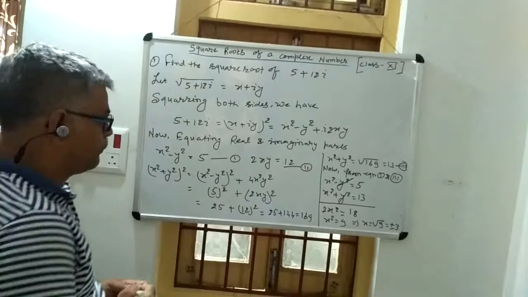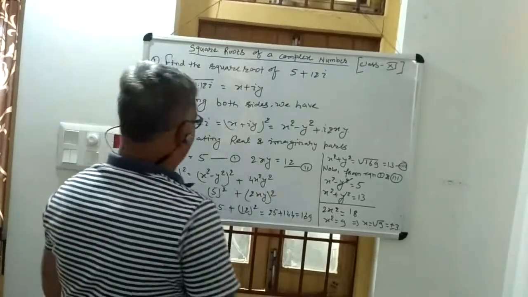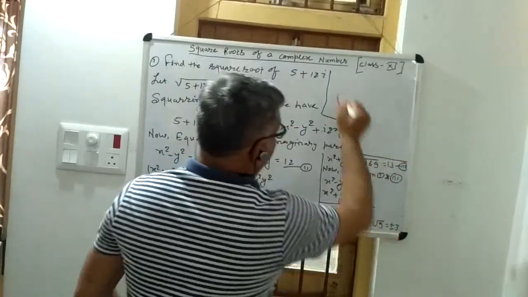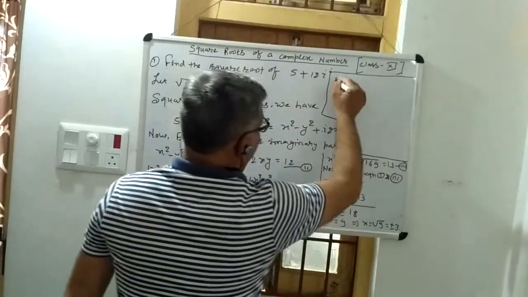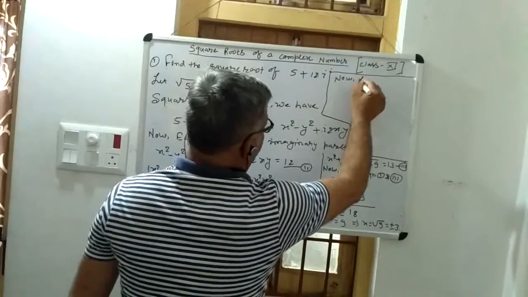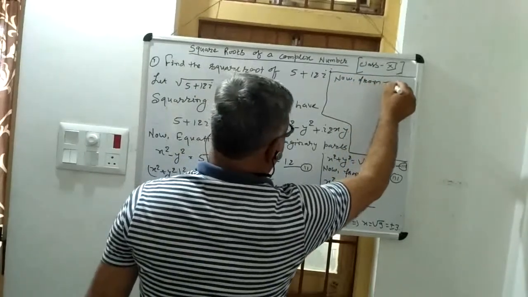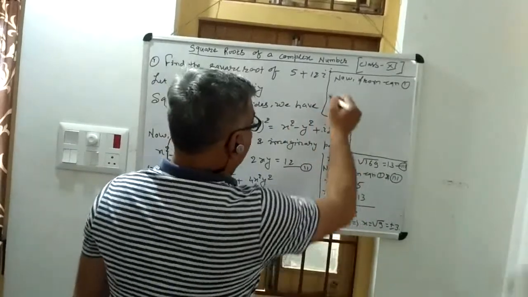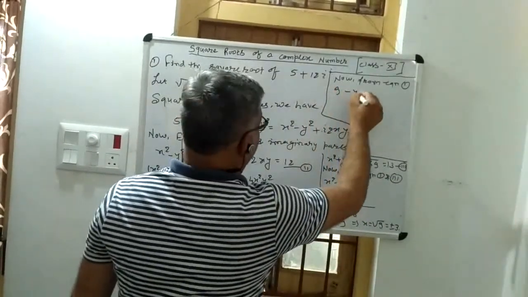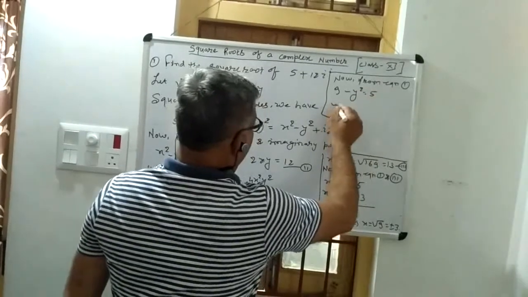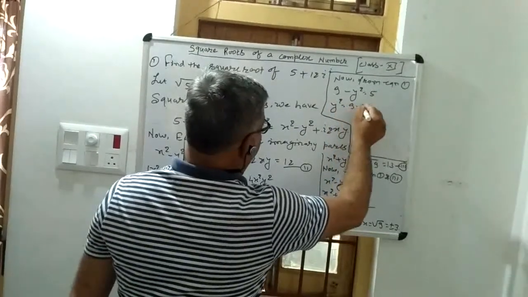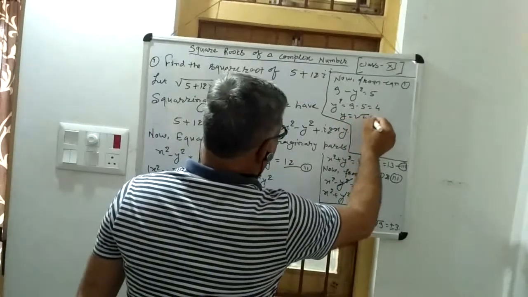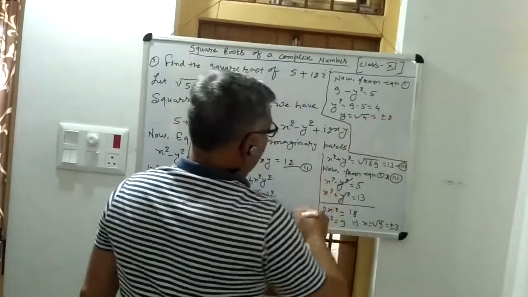Now from equation 1, we have x square equals 9. So 9 minus y square equals 5, so that y square equals 9 minus 5, that is 4. So y equals under root 4, that is plus minus 2.